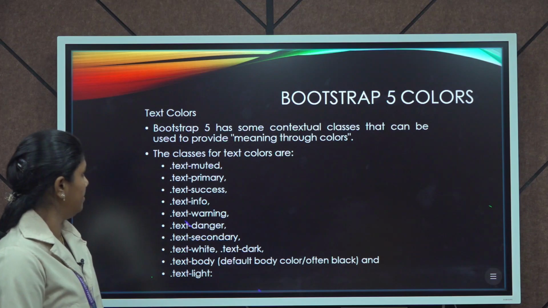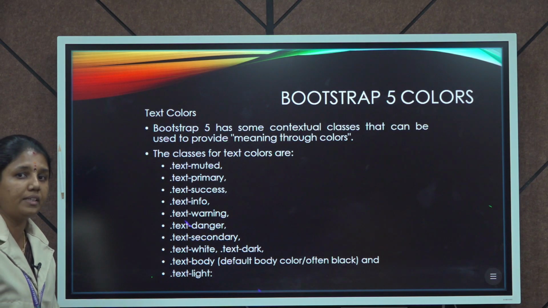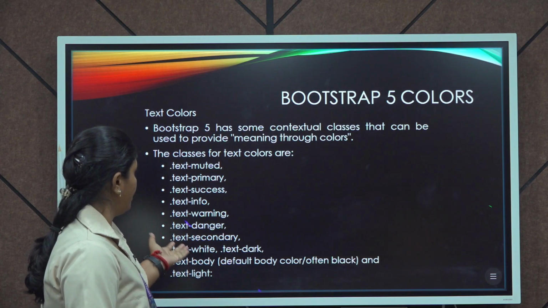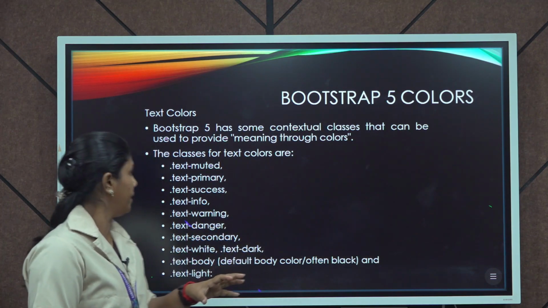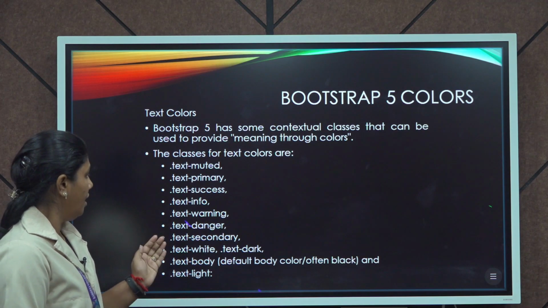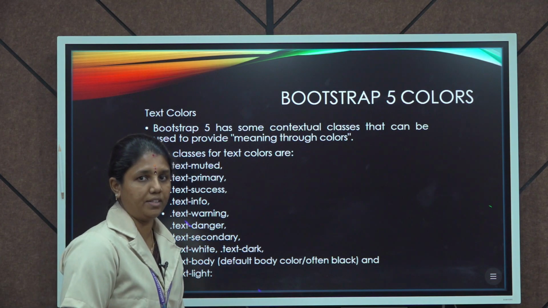And there are text colors. How to use the text colors in Bootstrap? These are the text colors we are using: text-muted, text-primary, text-success, text-info, text-warning, text-danger, text-secondary, text-white.